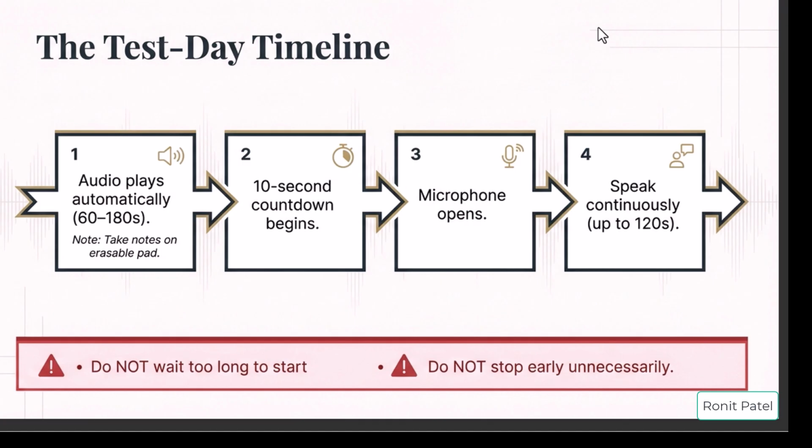Now let's move on to step 4. Here you need to speak continuously. Two critical warnings are shown in red. Do not stop early unnecessarily and do not leave long pauses. Why? Because the AI scoring system penalizes long silence and broken flow.